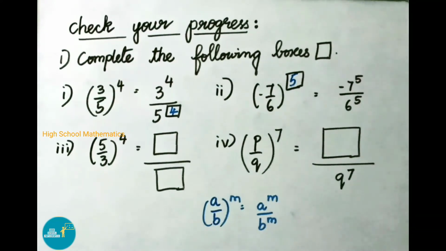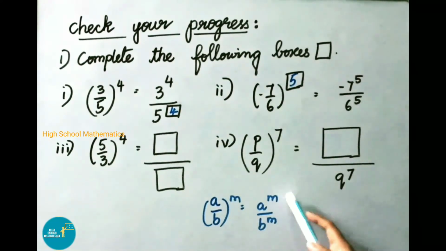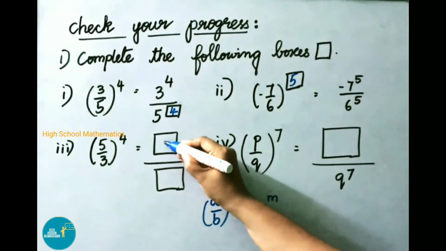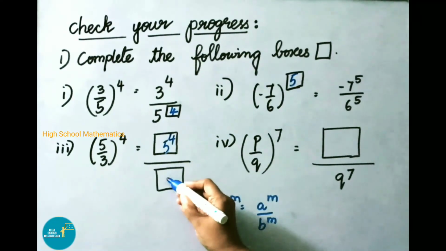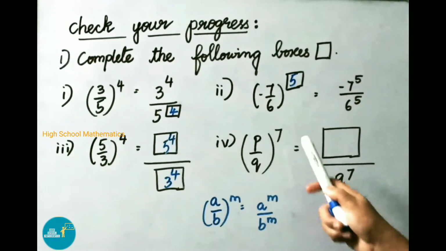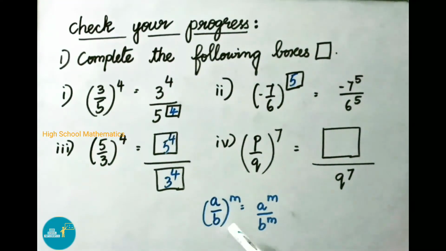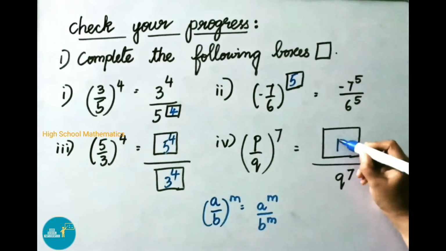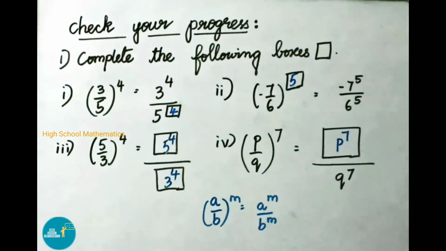See now third one, 5 by 3 whole power 4. It is looking like a by b whole power m. So it can be written as a power m by b power m. That is 5 power 4 by 3 power 4. See now fourth one, p by q whole power 7. It is looking like a by b whole power m. That equals to, we have to write a power m by b power m. That is p power 7 by q power 7. So in this box we have to write p power 7.